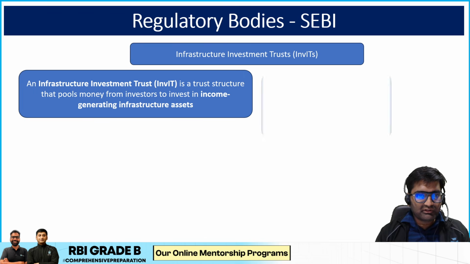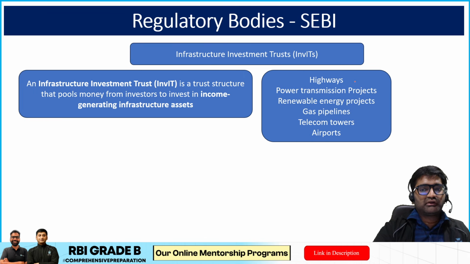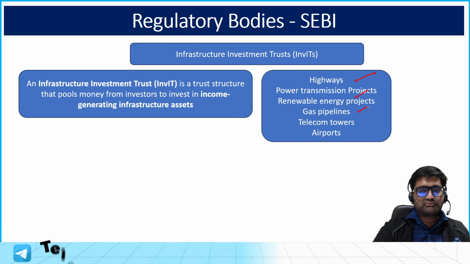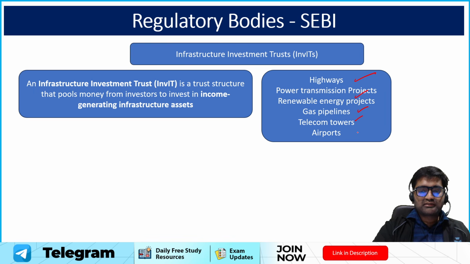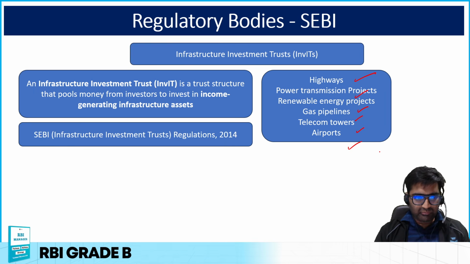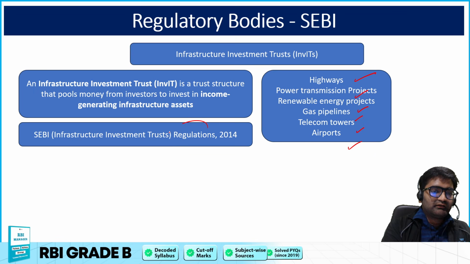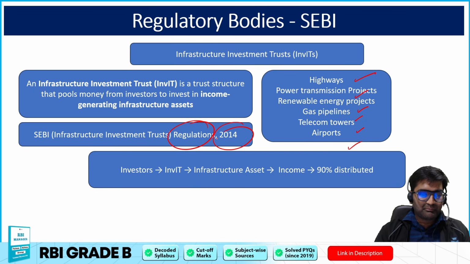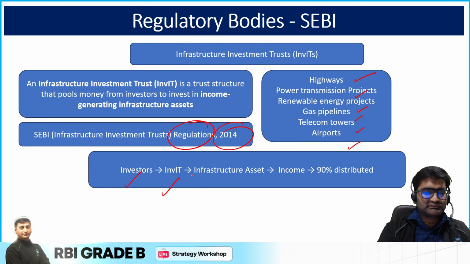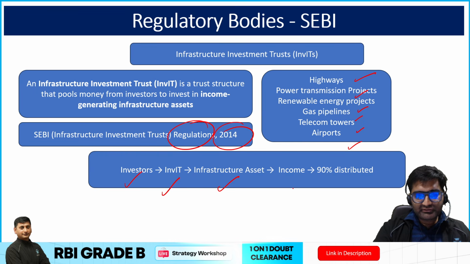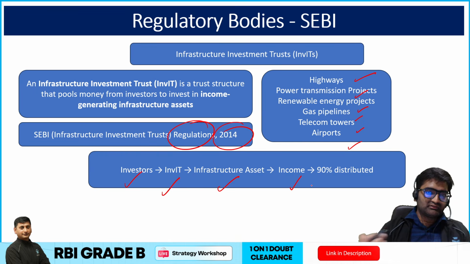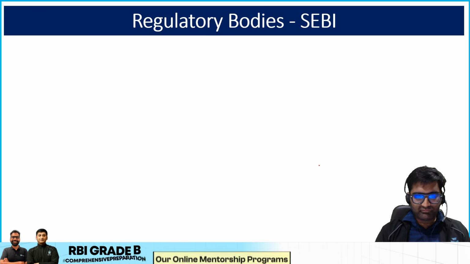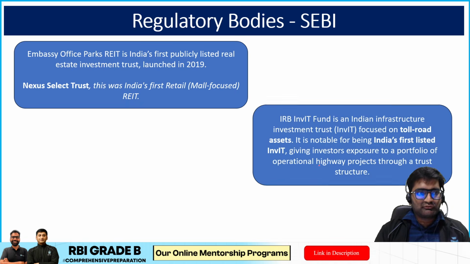Similarly, we have the InvIT, Infrastructure Investment Trust, where the money is invested in highways, power transmission projects, renewable energy, gas pipeline projects, telecom towers, as well as airports. Okay, so the SEBI InvIT Regulations of 2014 apply here. Also the same structure here: the investor invests in the InvIT infrastructure assets, and then of the income generated, 90% will be distributed. Okay, so that is the thing.